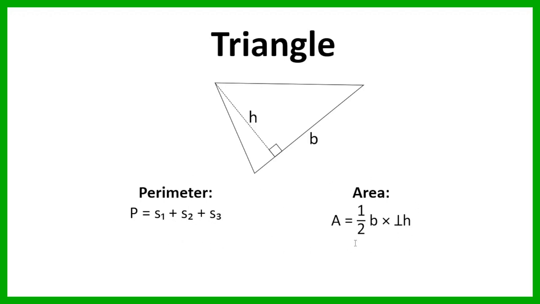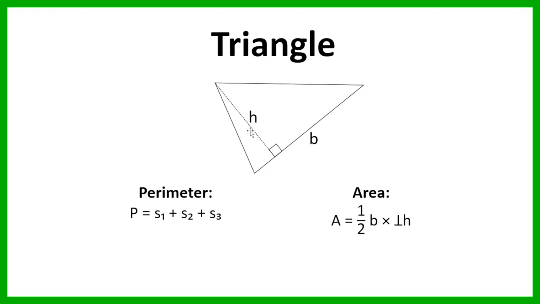The area is half the base times the perpendicular height. Now, I don't want you to get confused. When you see B for base, it does not mean that it has to be the side that's at the bottom of the triangle. Base doesn't mean the bottom of the triangle. Base means the side of the triangle that is perpendicular to a height. Okay, so over here you've got the perpendicular height.